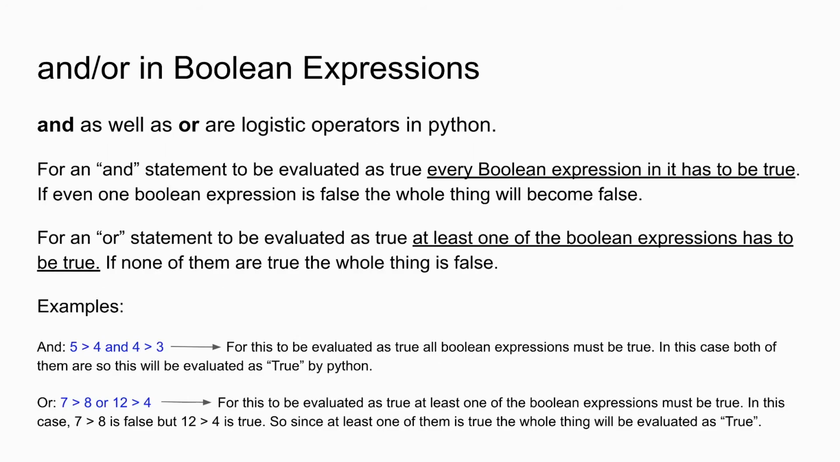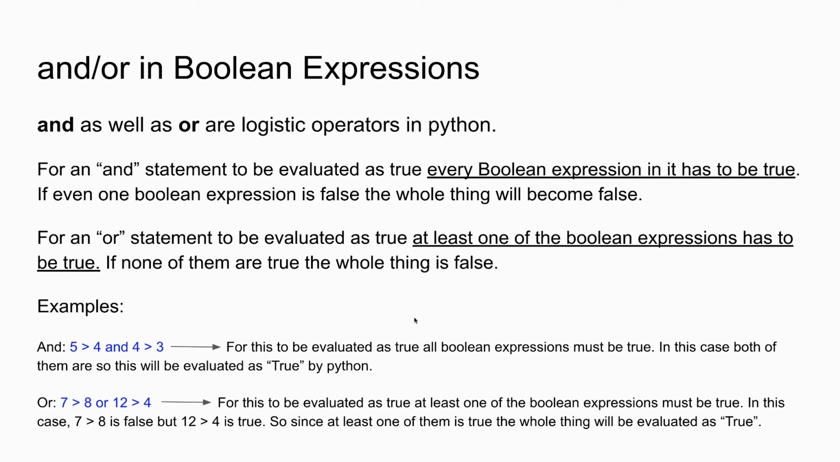And, or in Boolean expressions. And as well as or are logical operators in Python. For an AND statement to be evaluated as true, every Boolean expression in it has to be true. If even one Boolean expression is false, the whole thing will become false. For an OR statement to be evaluated as true, at least one of the Boolean expressions has to be true. If none of them are true, the whole thing is false. So these are some examples.